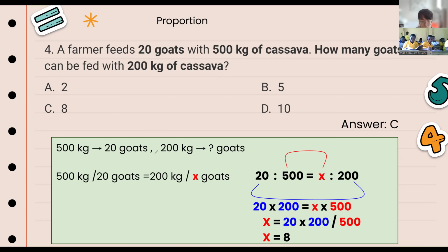So, yeah, let me ask you maybe one more question. This is with different numbers. So, 1 to 2 equals 3 to what? This is a similar question, but with different numbers. So what would be X here, do you think?